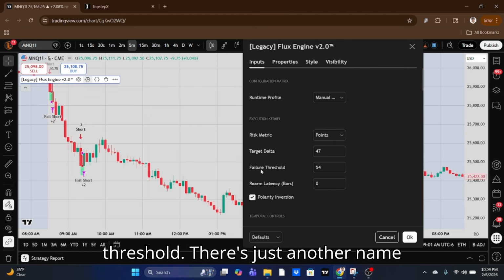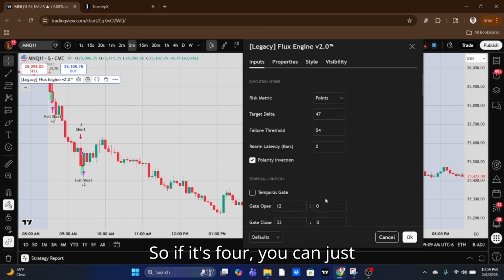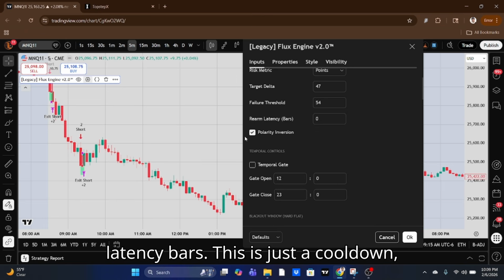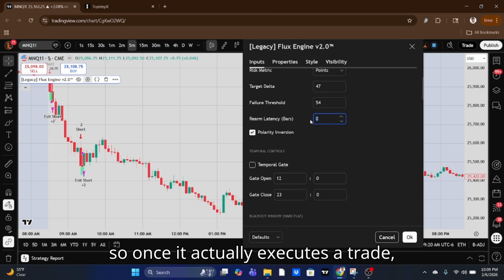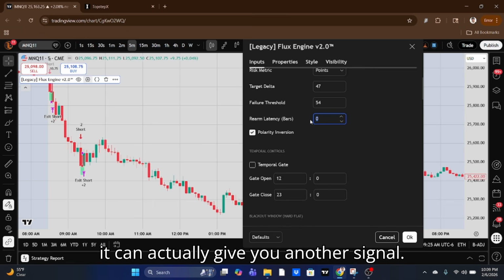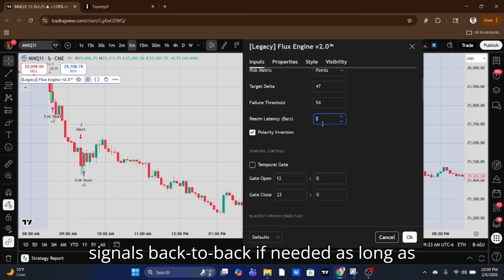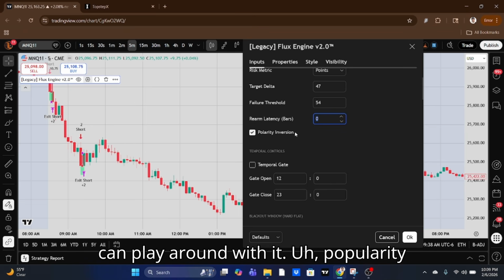Failure threshold, this is just another name for basically stop loss. So if it's 4, you can adjust that to whatever you want. Rearm latency bars. This is just a cooldown, meaning you can set this to 5. So once it actually executes a trade, it has to wait 5 candles before it can actually give you another signal. Okay. So I personally use this as a 0 because I want signals back to back if needed, as long as all the confluences are met. But you can play around with it.